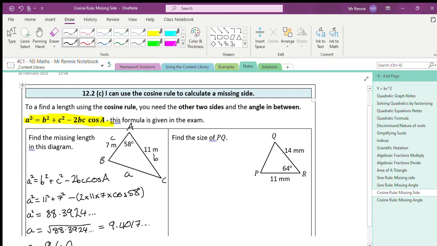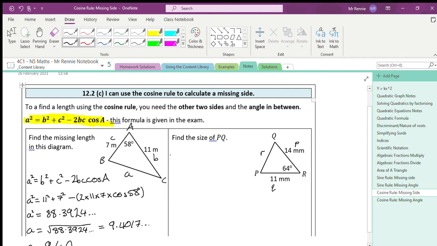So we've got to find the size of PQ. Okay, so I'm going to label my triangle to see exactly what PQ is. So PQ is going to be this length here, and this length here I'm going to label R as its opposite capital R there. So it's going to be R across there. Small p is going to be opposite angle P, and small q is going to be opposite angle Q. Okay, so now I've got my labeling done, I can now go to my formula.